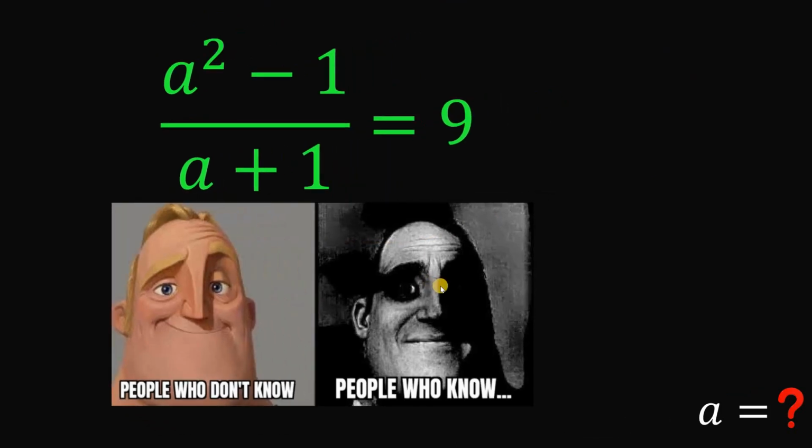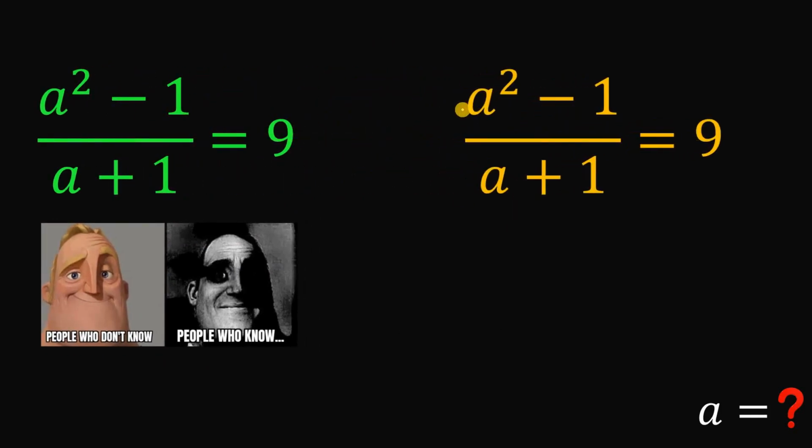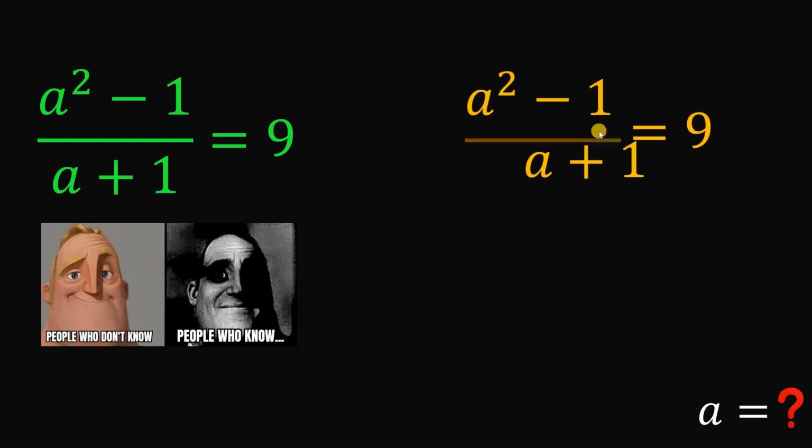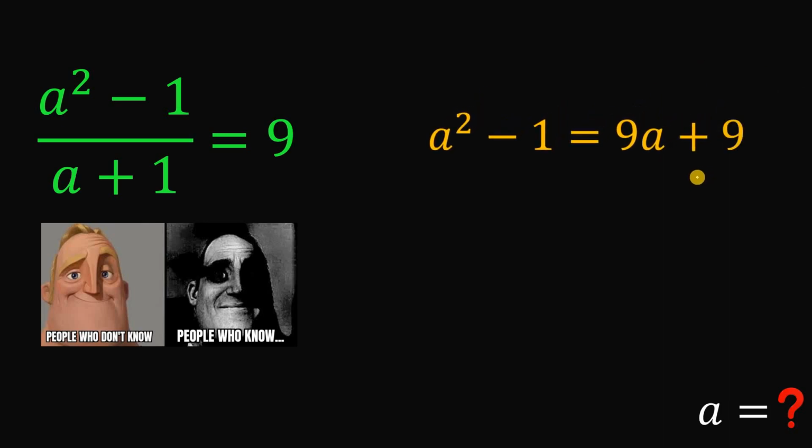So let's start. Alright, so to answer this question, what we're going to do is to get the equation. This rational equation, a squared minus 1 over a plus 1 equals 9. For our first method, what we're going to do is to cross multiply because we know we have over 1 in this 9. So if we cross multiply, we get something like a squared minus 1 equals 9 multiplied by the quantity a plus 1. Now, what we're going to do is to distribute this 9 to a and positive 1. So if we do that, we get 9a plus 9.